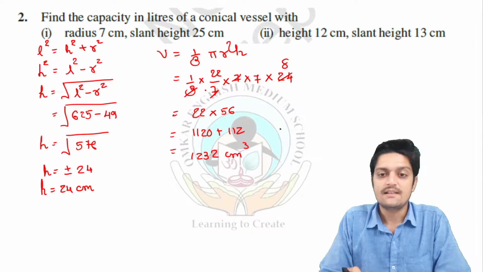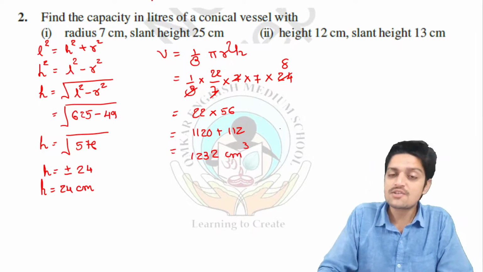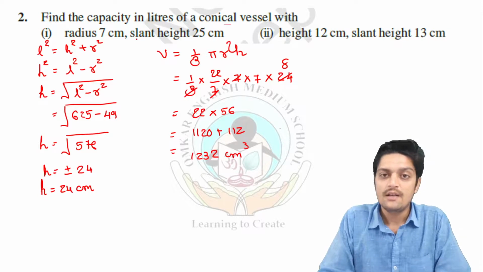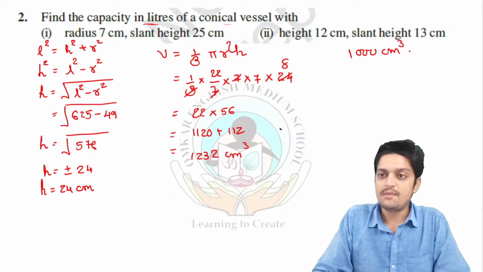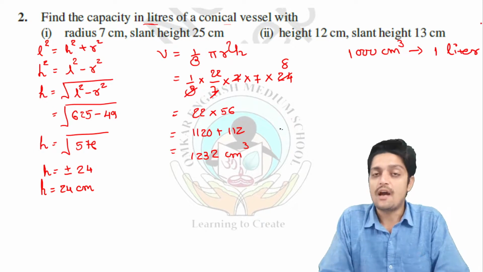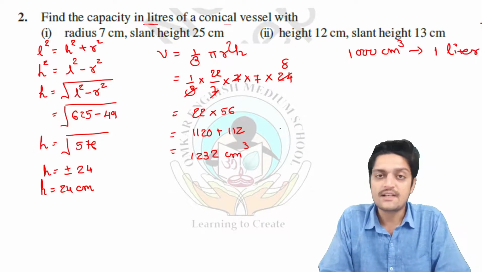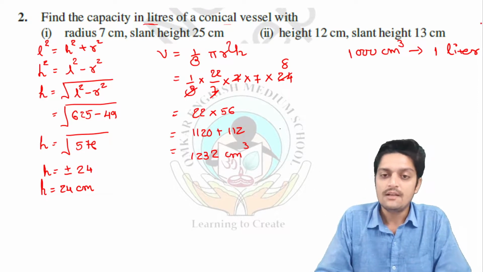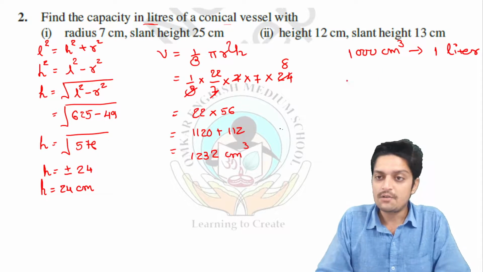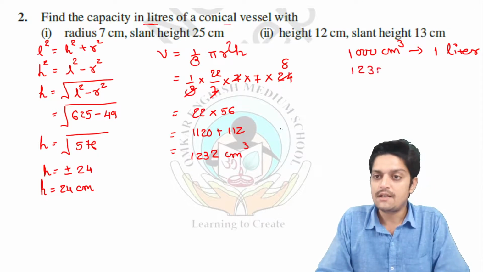Why? Because this is centimeter cube, but see in the instruction what is written: the capacity you have to find in liters, in terms of liters. So one relation you have to remember: 1000 centimeter cube is equal to 1 liter. This relation you have to memorize, compulsorily, because otherwise you will not be able to convert centimeter cube into liter. Then 1232 centimeter cube is equal to how much?